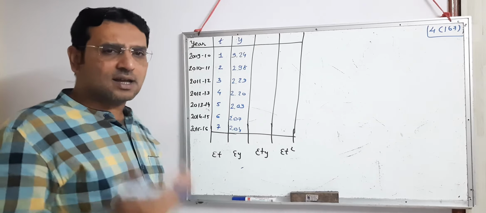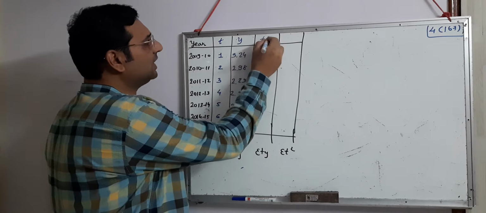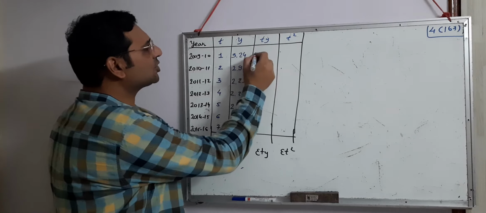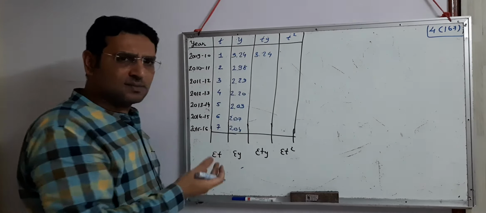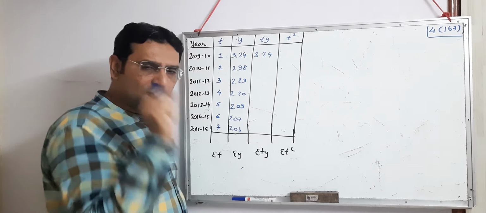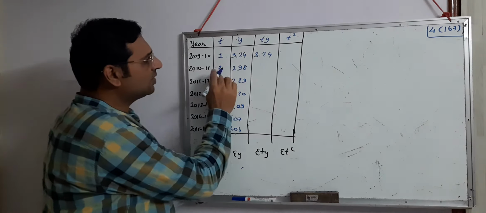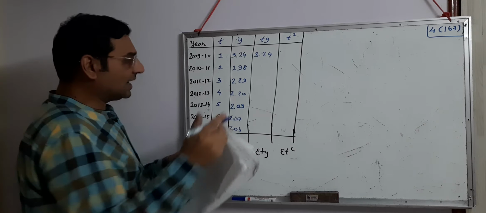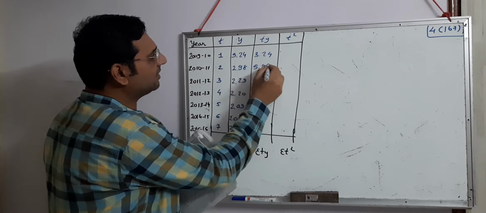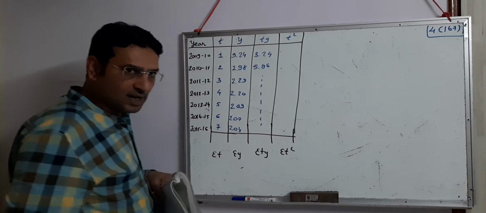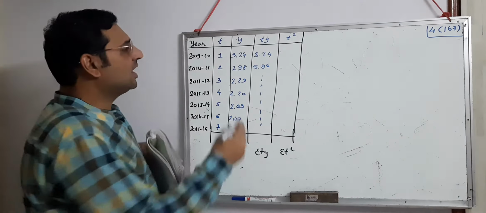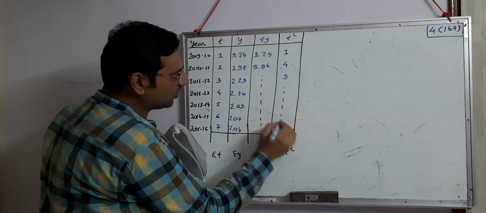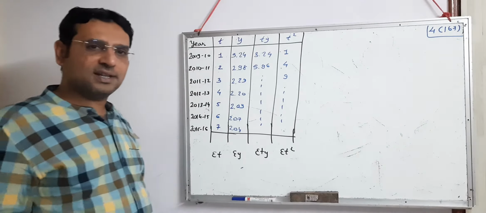Every time we have to do with the same pattern. Find out ty and t square. Okay, all multiplications I am not showing here because it's simply going to waste time in the video. You have to do the calculations yourself. Multiply this two value 2.98 into 2, that is 5.96 and so on. I am not writing all the values. Okay? You can write them. t square is 1, square of 2 is 4, 9 and so on. This way your table will be complete.